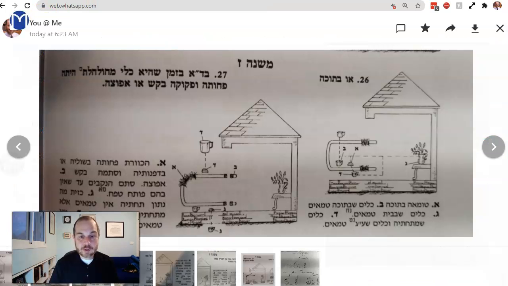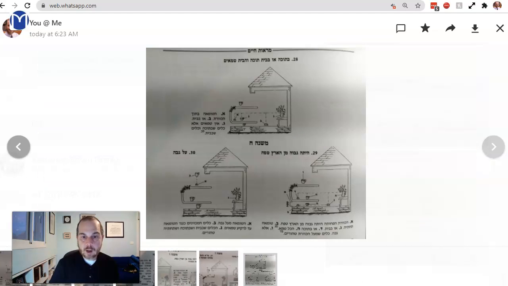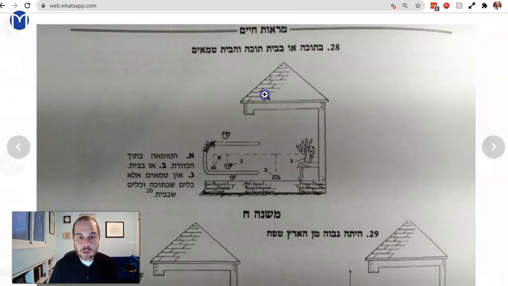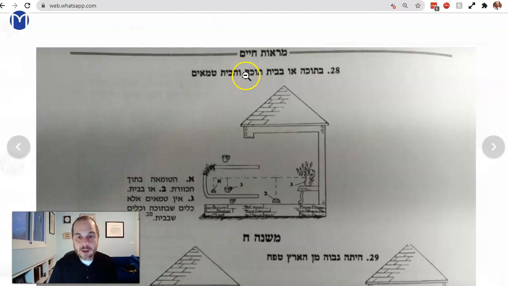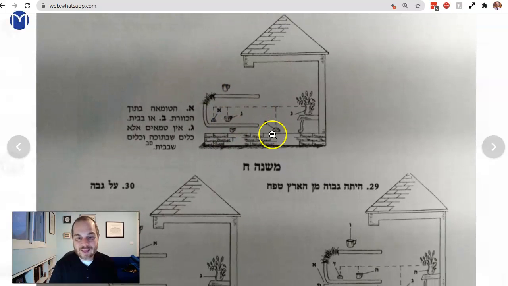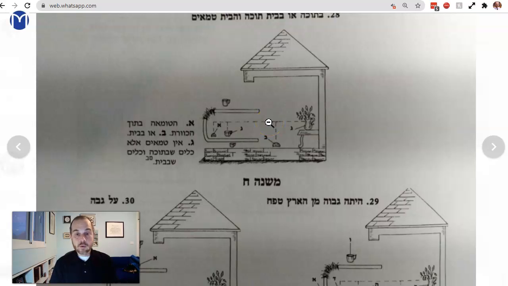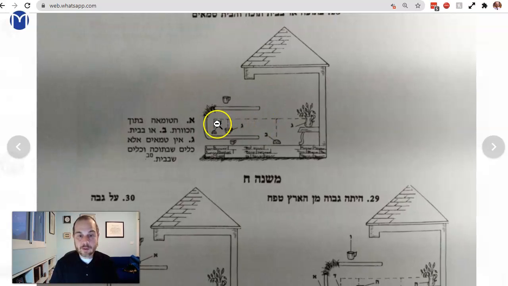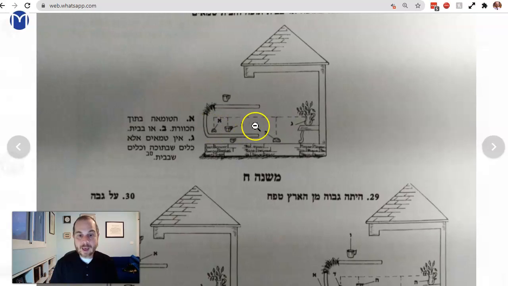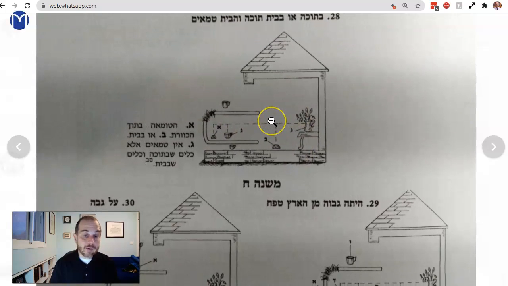So let's go back, Rav Scheinberg has a picture. Here we are. Betocha o babayit. If it's in the house, remember, here the tumah is in the house, so therefore it goes in. Its mouth is open to the house. Or if the tumah here is in here, so therefore it spreads, and all of these are tameh, but above and below it are not tameh. Tocha and habayit are tameh.